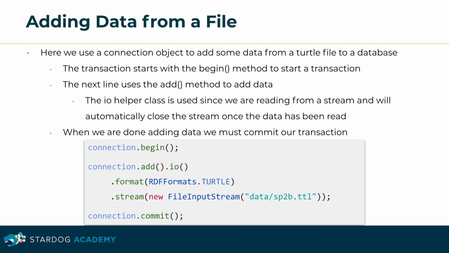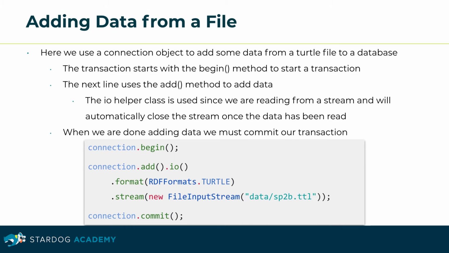Using the connection configuration from the prior slide, we can use it here to add some data from a file. Similar to the commit and rollback methods of JDBC, we first start a transaction with the begin method. We then have another Fluent API for the adder. So calling the add method on connection gives us the adder object, where we can then process the input and output at a variety of formats and streams.